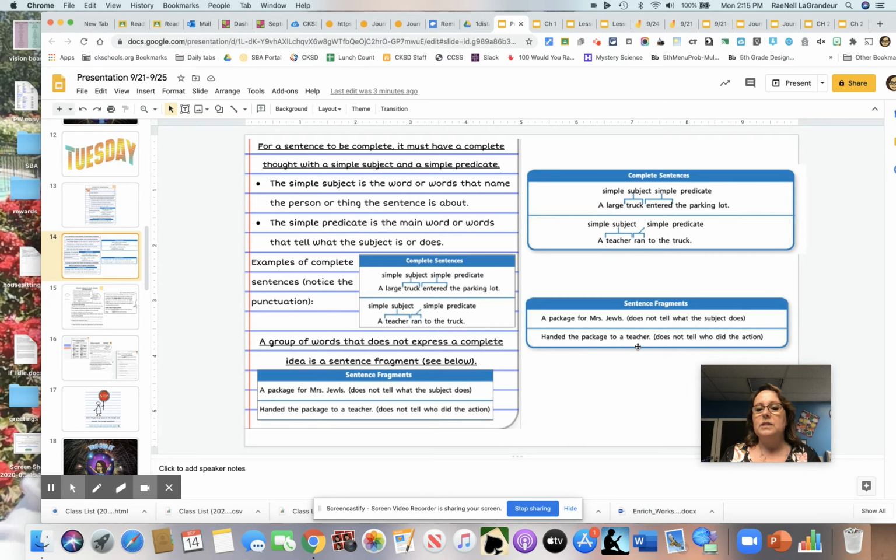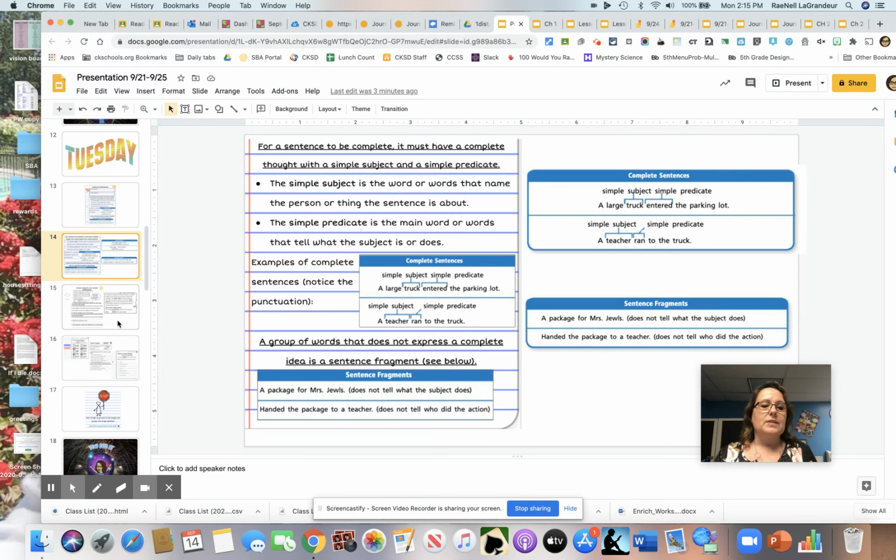Handed the package to a teacher. Okay, well, who or what is it about? I don't know. I mean, there is the package, but handed, what, who handed what, who handed something? I know it's to the teacher, but who did it? So it doesn't tell us who did the action, who did the handing. So that is a fragment.